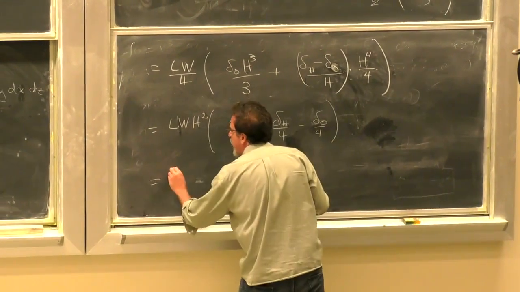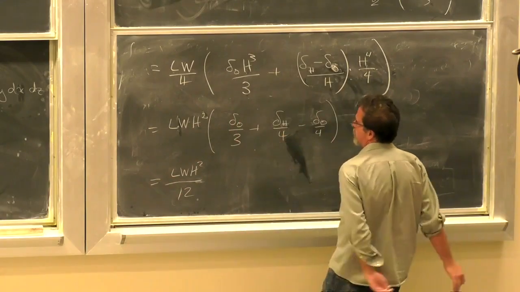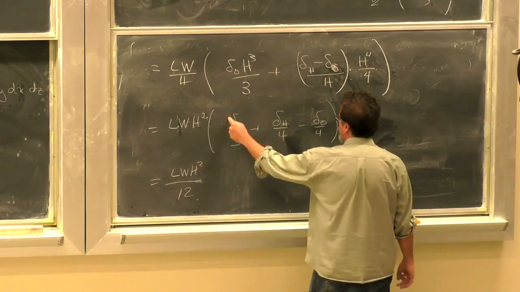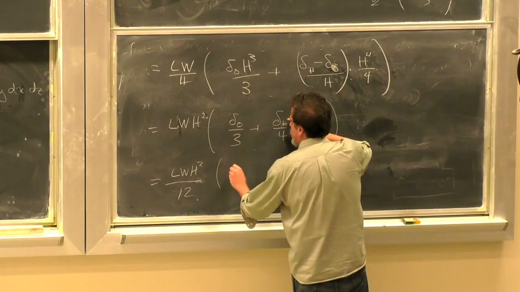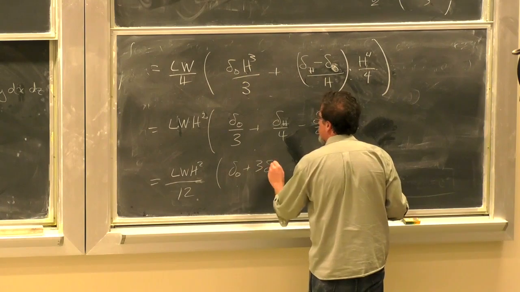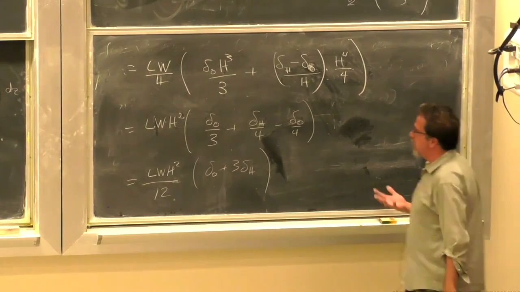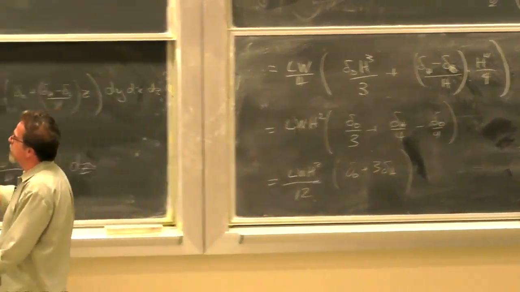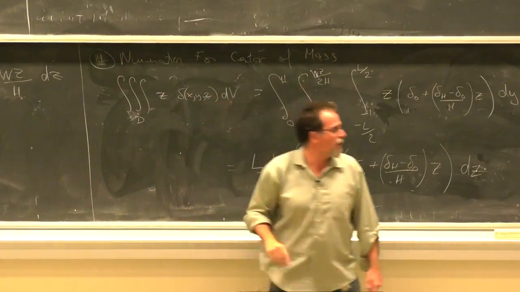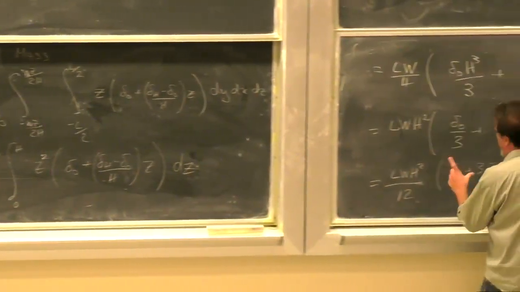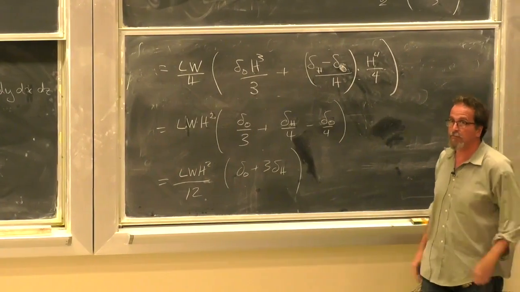So this is going to be LWH squared. I'll pull the 12 out front. You can see that there's a common denominator of 12. That's going to be 4 minus 3 is 1, and this is going to be 3. So this is going to be delta 0 plus 3 delta h. And if I'm lucky, this thing originally started with units length times mass per unit volume times volume, and here we have mass per unit volume times length times volume. Okay, so I've maintained my units.